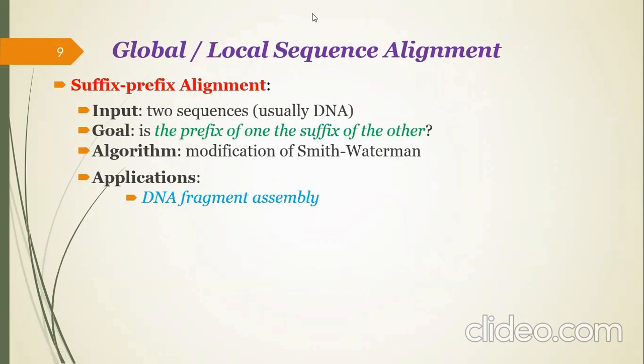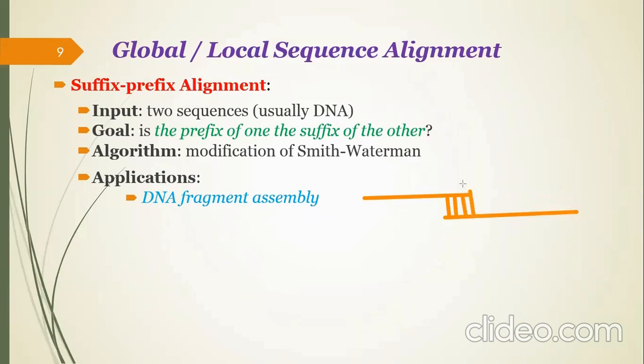So suffix is the end, prefix is the start of a sequence. So two sequences, usually DNA, the goal is that the prefix of one is the suffix of another. So it is a modification of Smith and Waterman again. DNA fragment assembly is an application. So if we have a sequence, this one, and some other sequence, and these two sequences have similarities in the prefix and the suffix. So one has a suffix and the other has similarity in the prefix of the other.